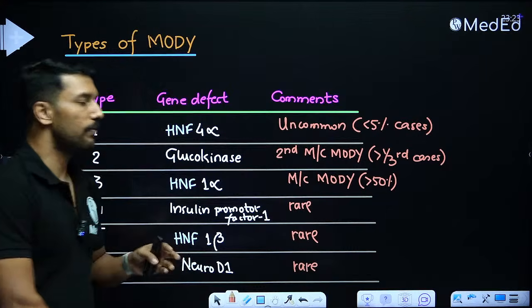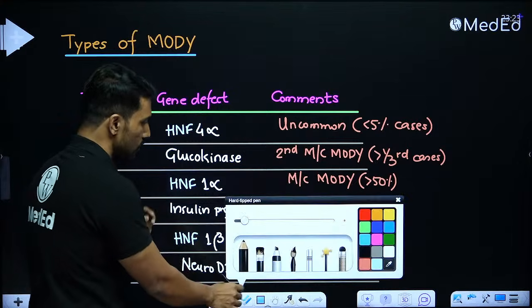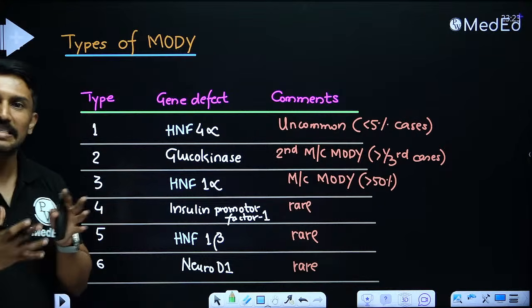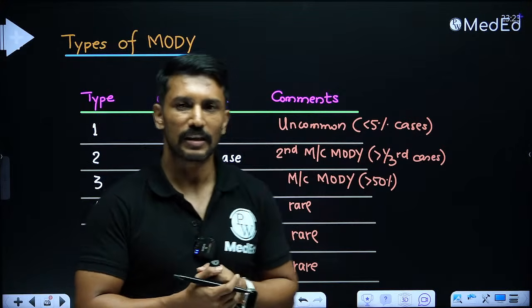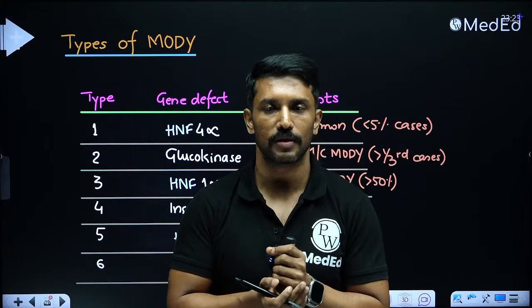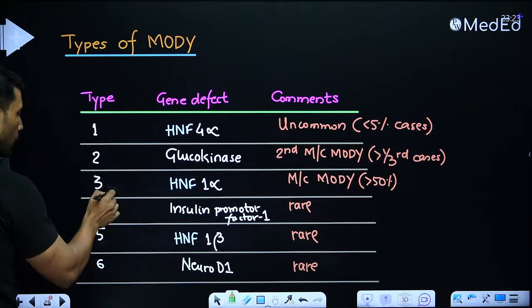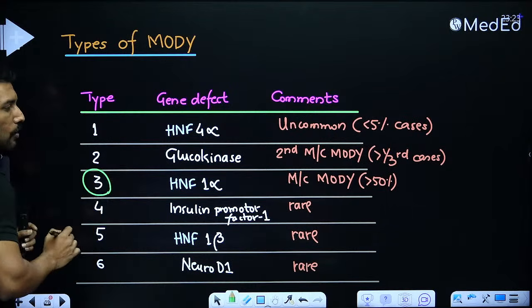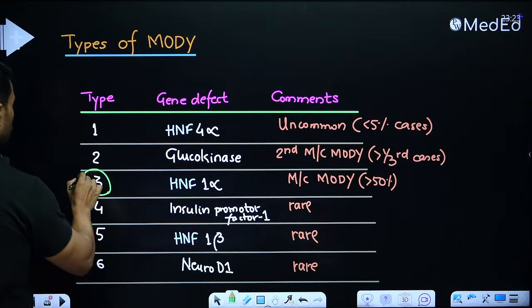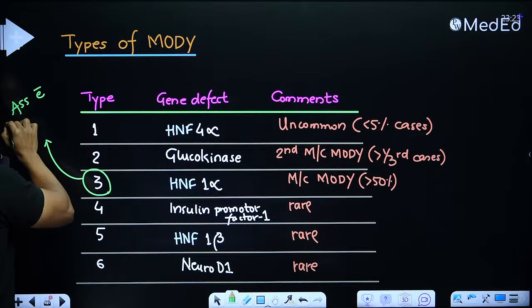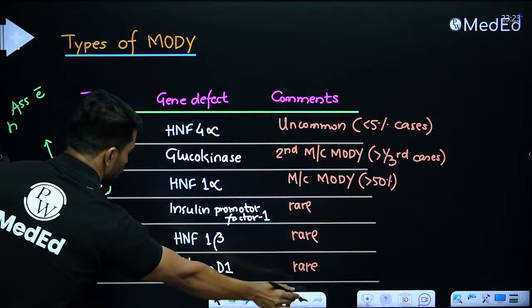Now what MCQ will they ask you? The MCQ they will ask you is, among them, which MODY is associated with exaggerated response to sulfonylureas? That is our MODY 3. The most common MODY is also associated with exaggerated response to sulfonylureas. Now what do I mean by exaggerated response to sulfonylureas?